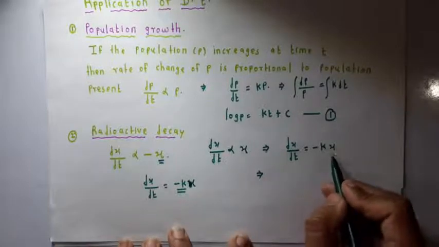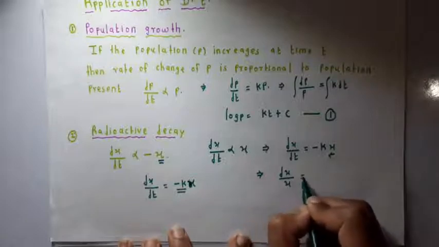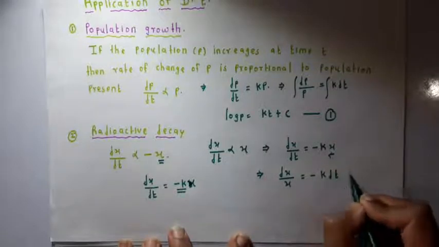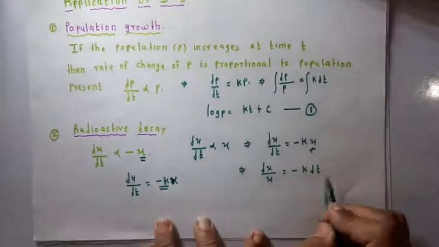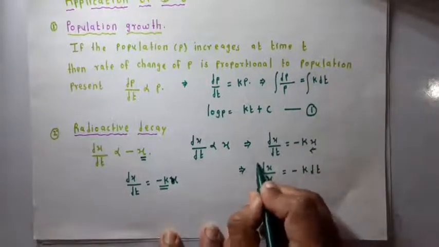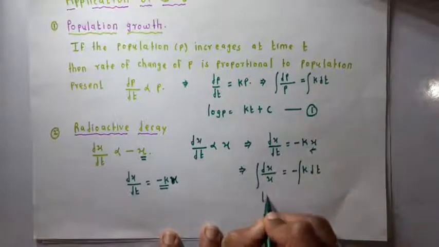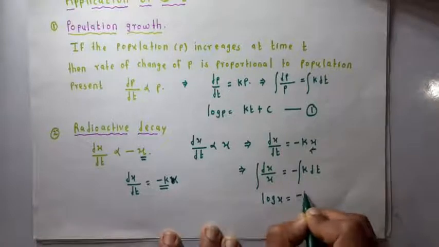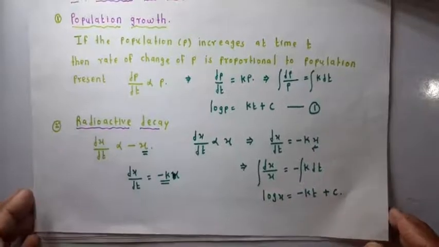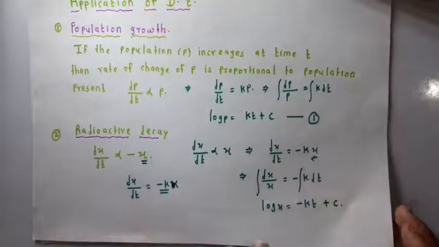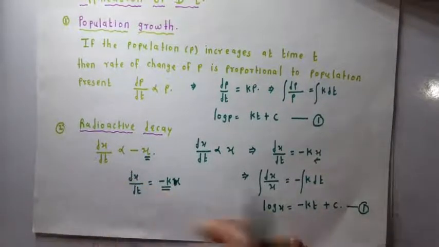Again, shift the x to the dx side, then we get dx upon x equal to minus k dt. This is the variable separable form of the differential equation. Now integrate this, and we get log x equal to minus kt plus the constant of integration C. Then whatever problem is given, we put the values in the equation and solve step by step. This is the second application.